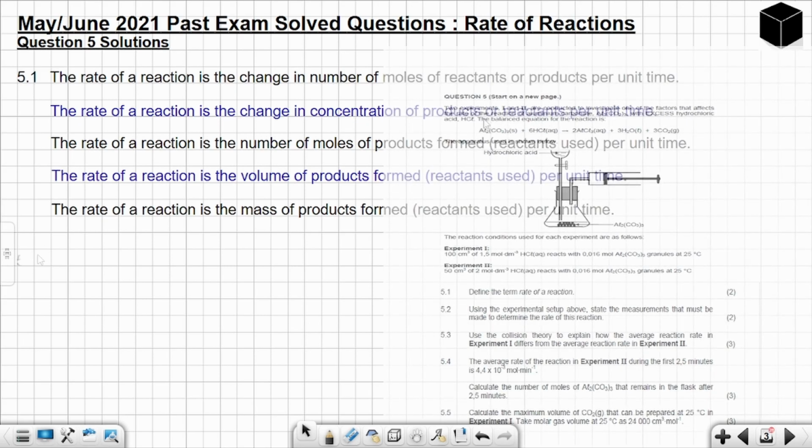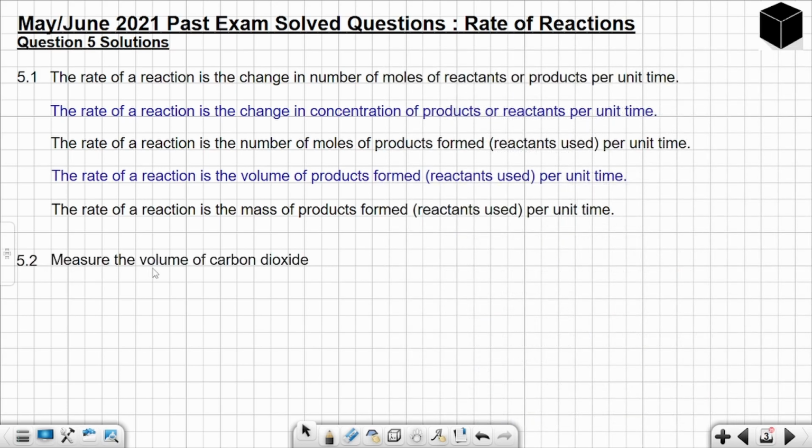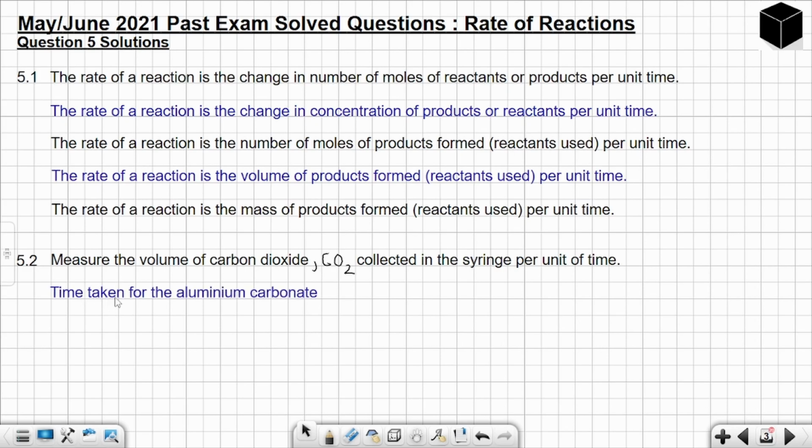Okay, 5.2 says measure the volume of carbon dioxide collected in the syringe per unit of time. And the other one can be, we can measure the time taken for the aluminum carbonate to be used up. So you can give either of them, this one or this one. These are the measures we can take in order to determine the rate of reaction.